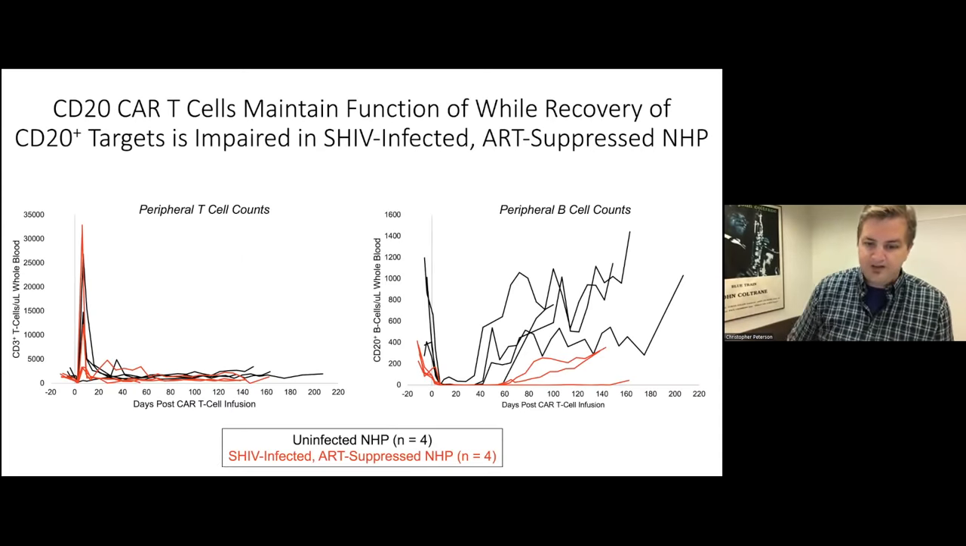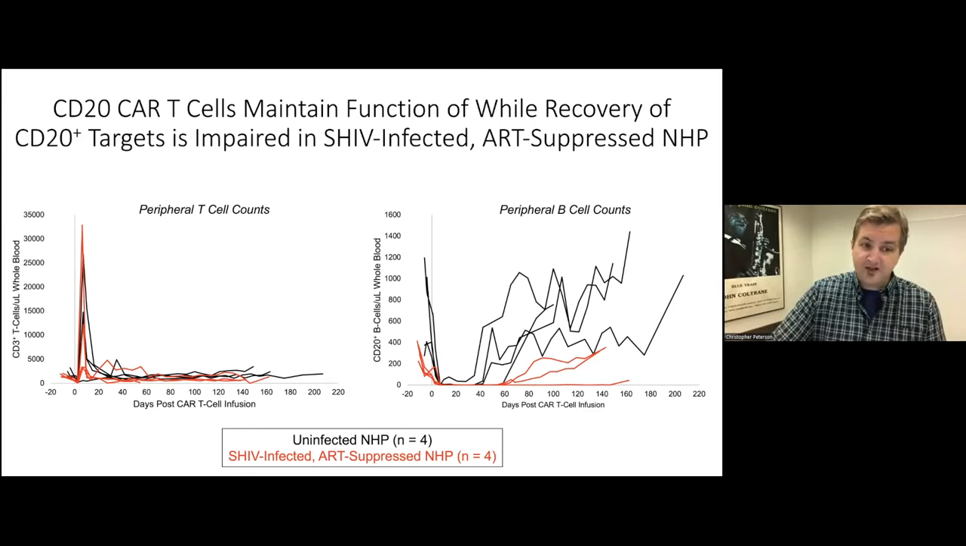So the data I'll show you here is in black for that uninfected cohort that received the CD20 CAR T cells, and in red for the SHIV-infected ART-suppressed cohort. What you can see on the left is that we get a dramatic spike in total peripheral T cell counts after these CD20 CAR T cells are infused. I'm not showing you the data here, but within the CD3 compartment in peripheral blood, up to 50% of those T cells express this CAR molecule at the peak of expansion that you see there within the first couple weeks after the CAR T cells are put in. So these cells are incredibly potent.